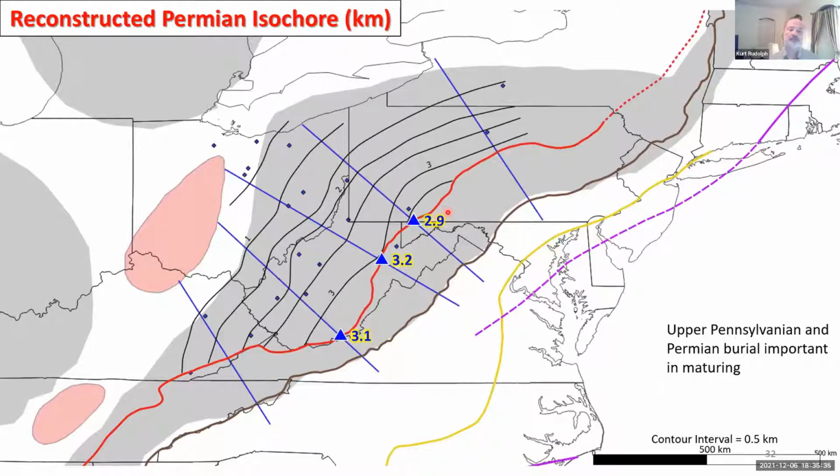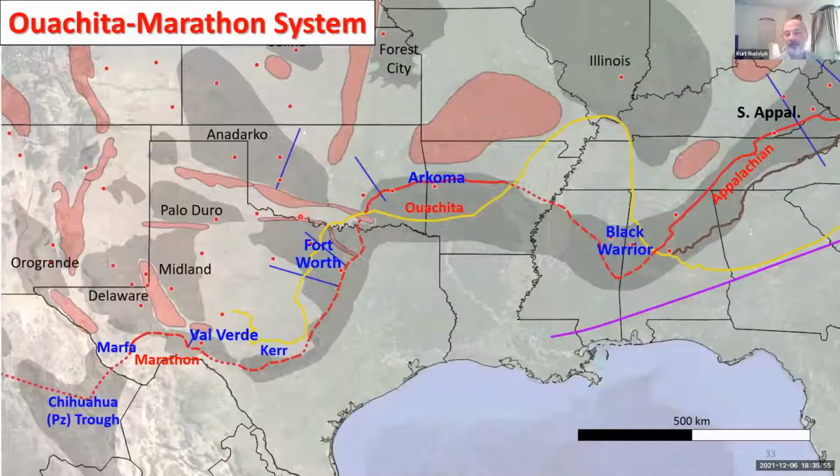And the reason why this is important is not just in a pure science sense, which is how I've gotten interested in this, but this upper Pennsylvanian-Permian burial was important in maturing these gas shales. Without this burial, they wouldn't be in the current maturation state, especially out in these distal areas that they are today. So that is a quick run through of the Appalachian system.